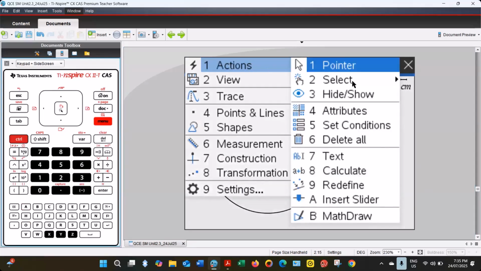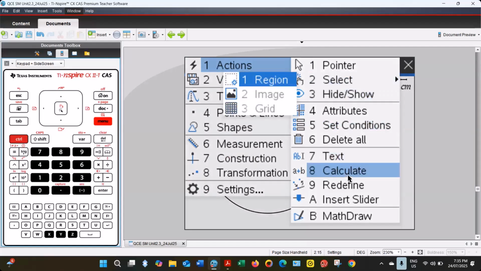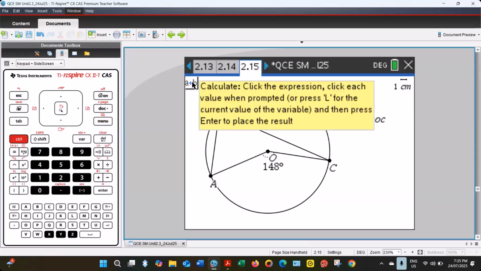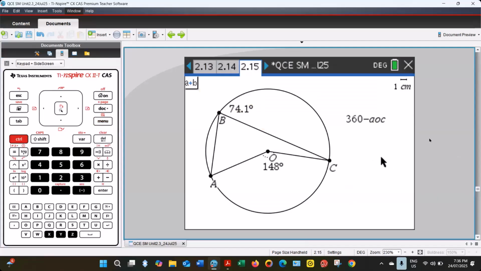But what I can then do is go menu, actions, and one of the options under actions is calculate. Now, how do I use this calculate tool? You click the expression, click each value when prompted, and then press enter to place the result. So that's what I'll do. That's the expression, and I'm prompted, select AOC. So AOC is this value here. And so it's calculated 360 minus AOC.